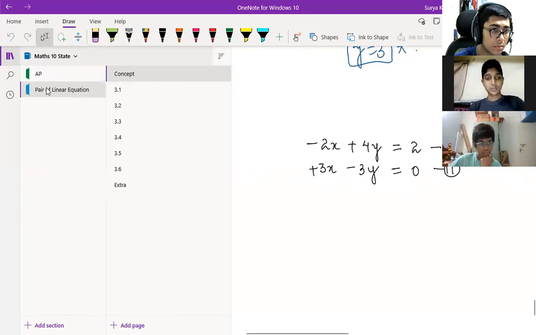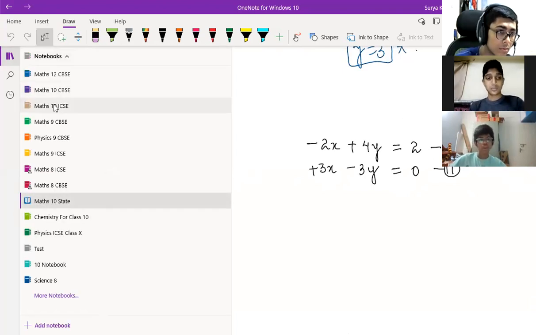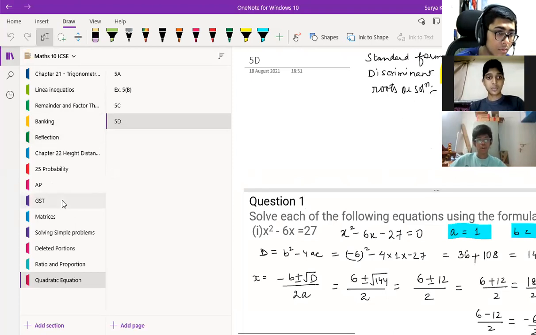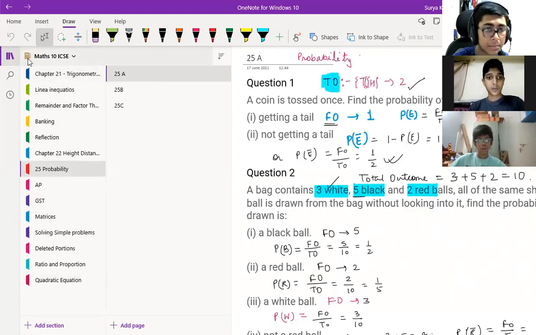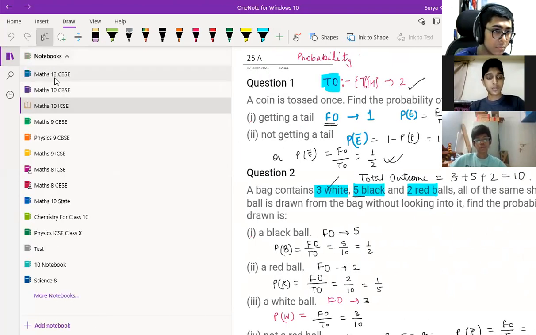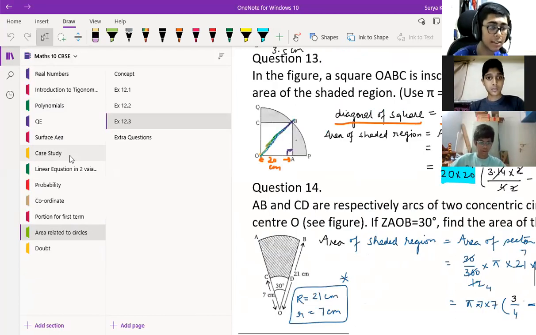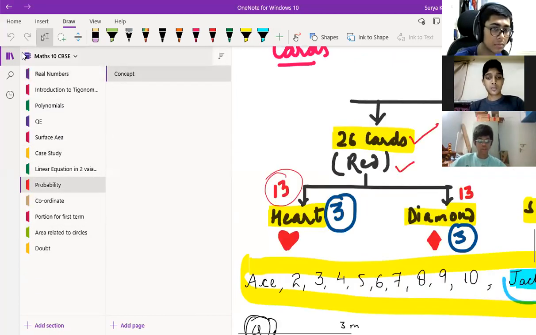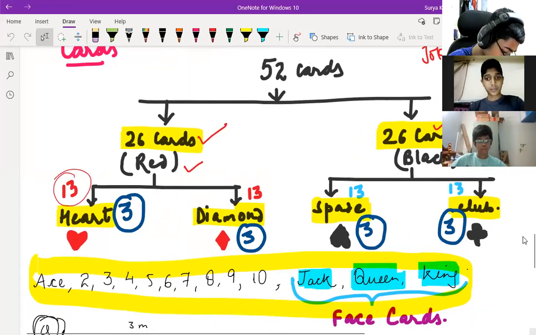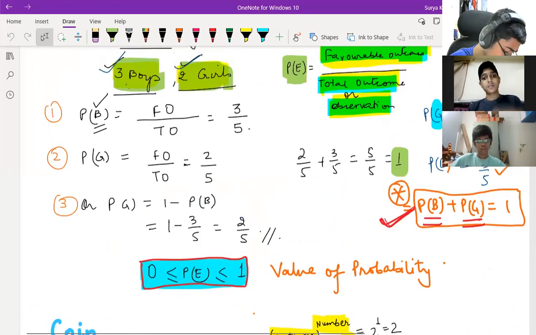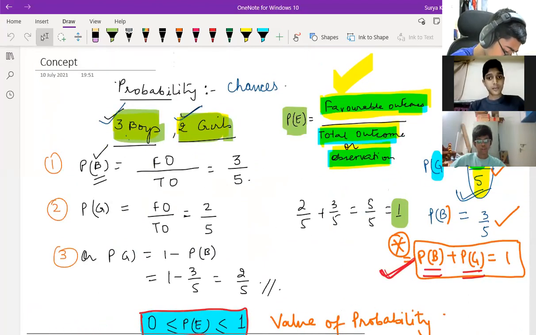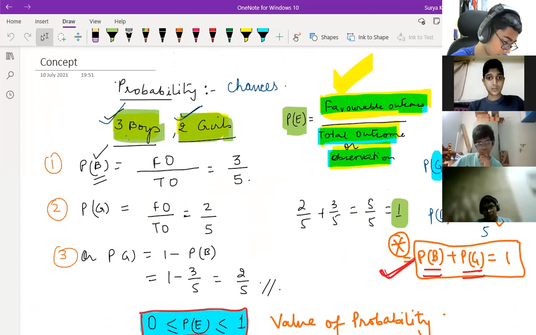I was teaching from 10th ICSE, I believe. It's probability, but the concept is somewhere else. The concept you understood, children? Yes, sir. So once again, just glance once at the concept part of it. If you missed out two days before, first we read what is probability: the chances, favorable outcomes divided by total outcomes. Then probability lies between 0 and 1.